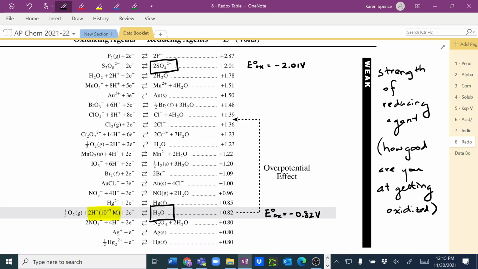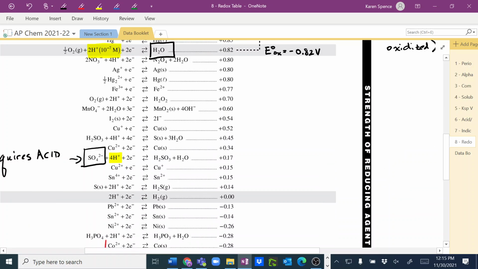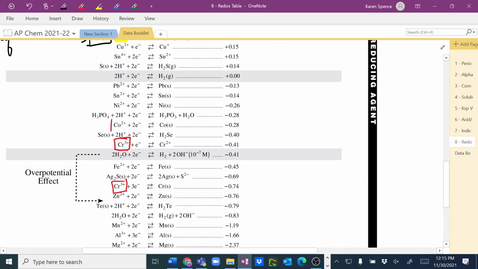All right, tell me, sulfate or water? Water, yes. Because water has a less negative voltage, it's easier to get, it's less non-spontaneous, okay? Our other choices were for the things that get reduced, also water. And one thing you'll notice about water is that they are in the little gray lines, okay?